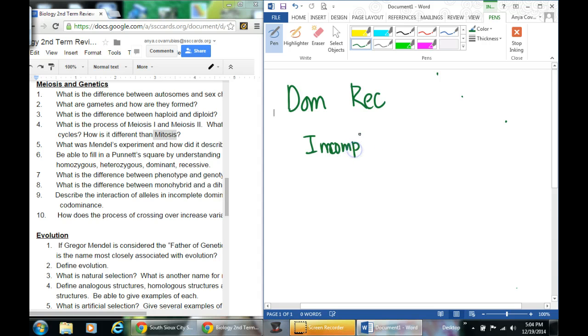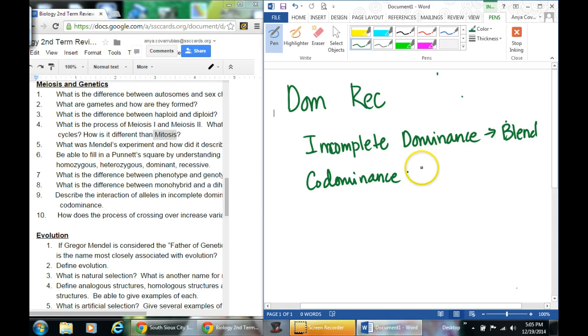incomplete dominance, which is a blending of 2 dominant traits, and we see this in the betta fish, and also with red and pink flowers, four o'clock flowers. We have codominance, and codominance is where both are dominantly expressed, except they're going to be spotted.